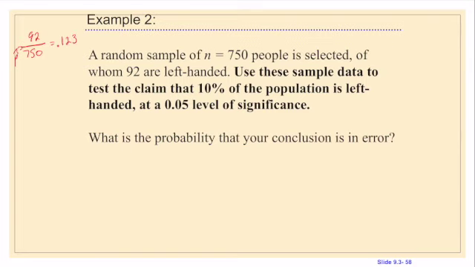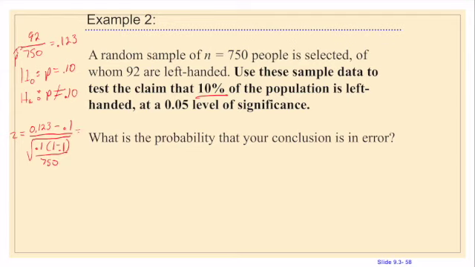My null hypothesis is that our population proportion is 0.10, so 10%. Our alternate hypothesis is that our proportion is not equal to 0.10. So we've got a two-tailed test here. I go ahead and find my z-score, which is p hat minus p over the square root of p times 1 minus p over n, which is 750, and I get a z-score of 2.10.